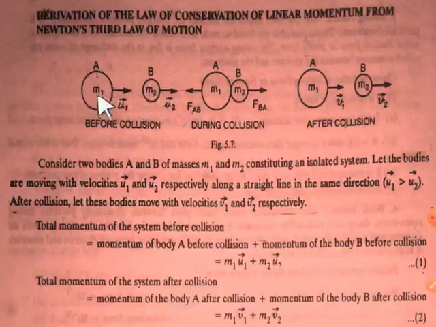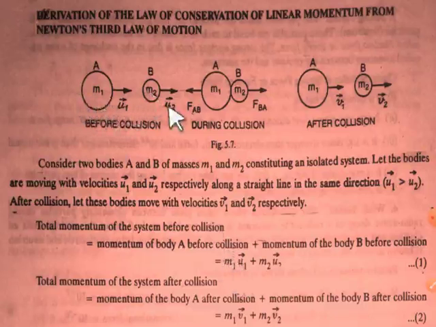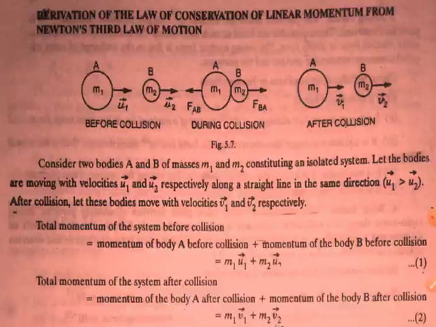So what happened? The total momentum of the system before collision will be m1 u1 plus m2 u2, right? Similarly, the total momentum after collision will be m1 v1 plus m2 v2. That is what is written here. Try to remember it.